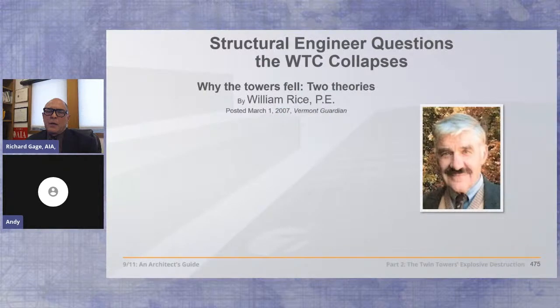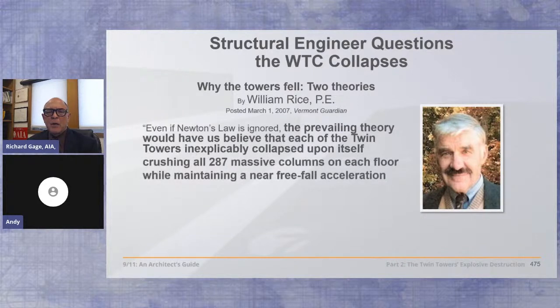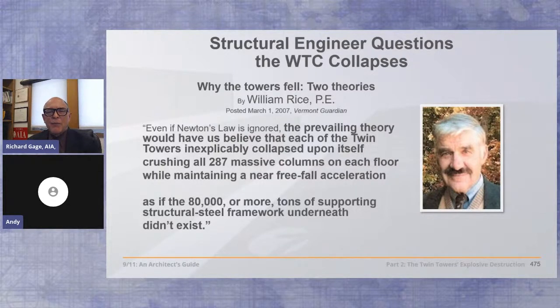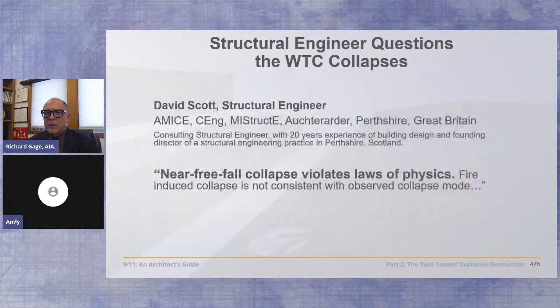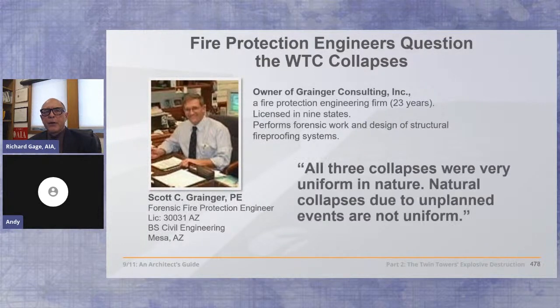Others did, though. Looked very carefully. William Rice: The prevailing theory would have us believe that each of the Twin Towers inexplicably collapsed upon itself, crushing all 287 massive columns on each floor while maintaining a near free-fall acceleration, as if the 80,000 or more tons of supporting structural steel framework underneath didn't even exist. David Scott, structural engineer: Near free-fall collapse violates laws of physics. Fire protection engineer Scott Granger: All three collapses were very uniform in nature. Natural collapses due to unplanned events are not uniform.